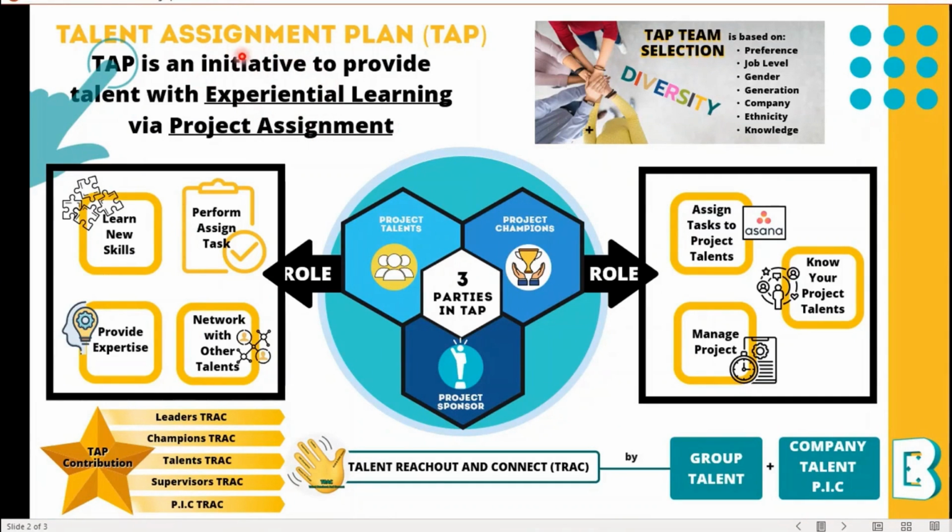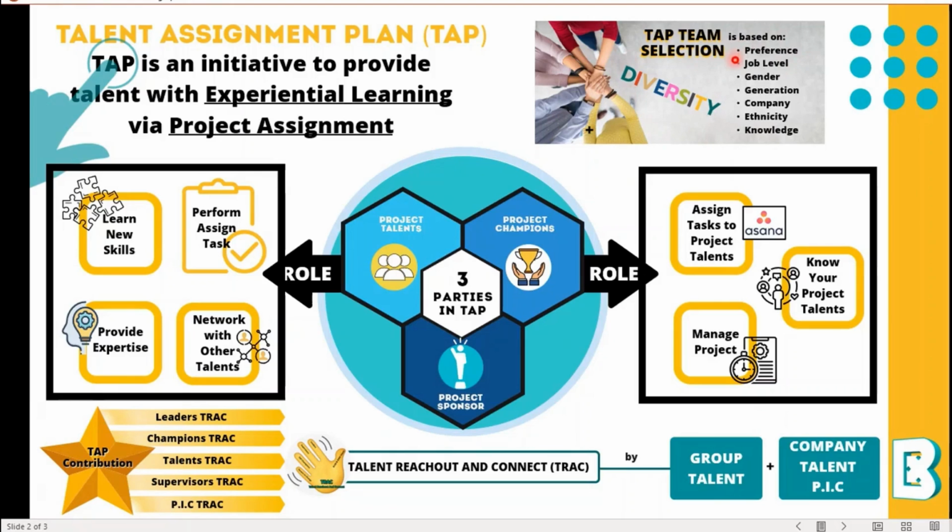It's an initiative to provide talent with experiential learning via project assignment. It's part of talent development journey for all the talents that we have within Boustead Group. If you're wondering how you are being selected, well, the selection criteria is based on diversity.